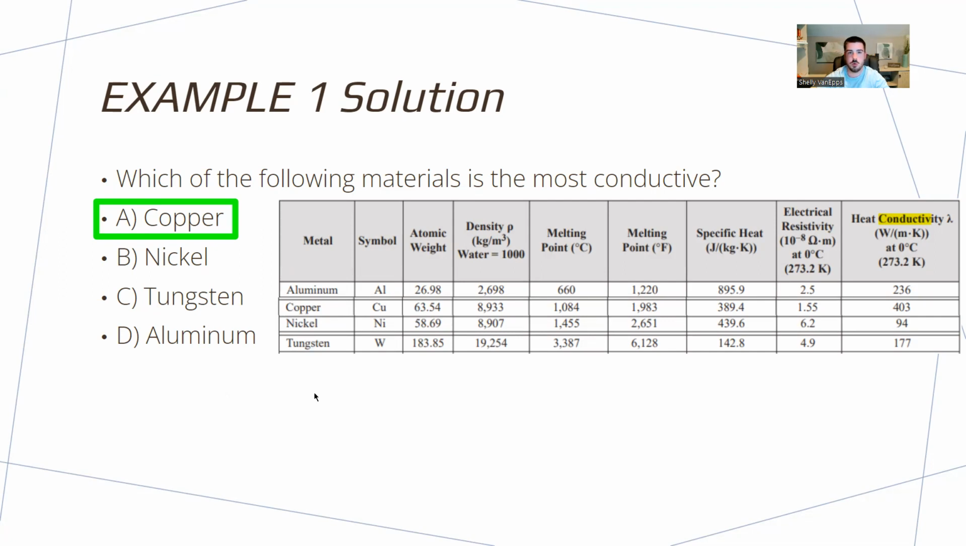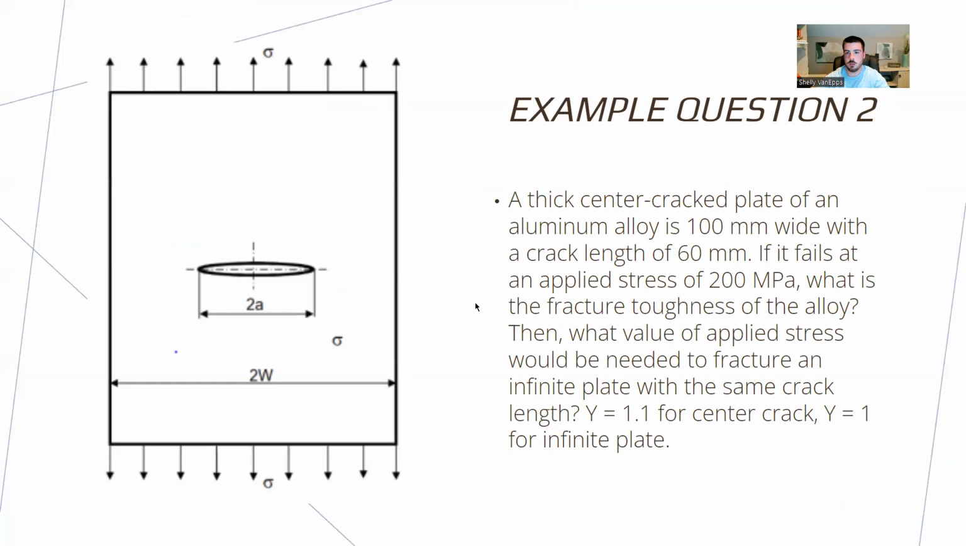So now we'll move on to a more intermediate question here that involves a thick centered crack inside of a thick plate. The question: a thick centered crack plate of an aluminum alloy is 100 millimeters wide with a crack length of 60 millimeters. If it fails at an applied stress of 200 megapascals, what is the fracture toughness of the alloy? So when reading that first question, what stands out to me is fracture toughness. So what I would want to look up in the FE handbook would probably be fracture toughness.